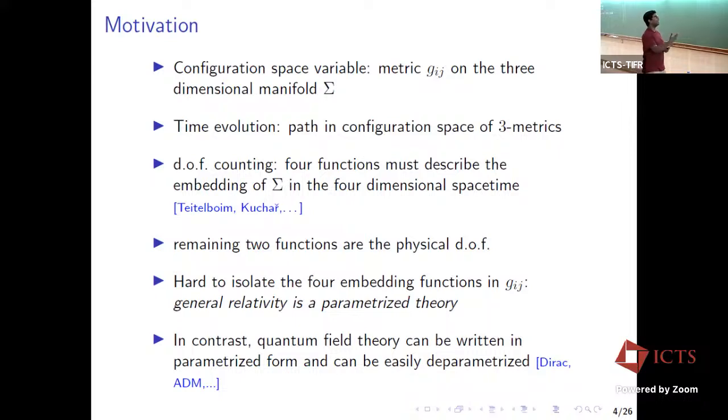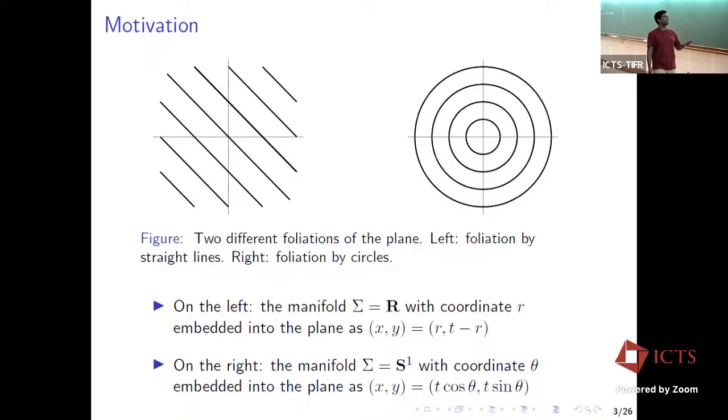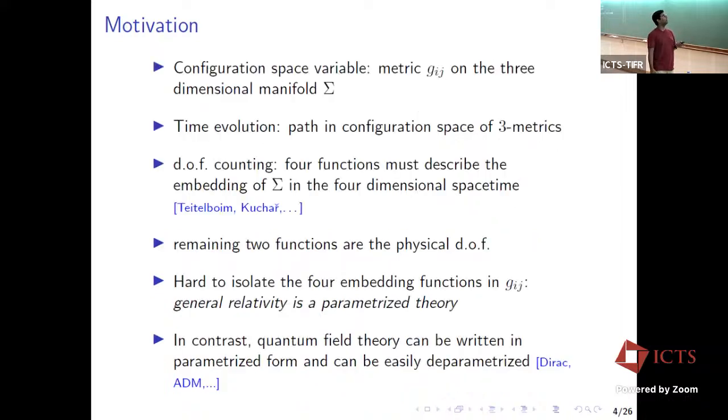And if we count the number of degrees of freedom, there will be four functions which describe the embedding of sigma in the four-dimensional spacetime, just like we had two functions here for the two-dimensional space. And there are 6 components in the metric, which are the degrees of freedom present here. Among those, 4 of them should be the embedding functions. This was realized by relativists in the 60s, Teitelboim, Kuchař, and many others. And the remaining 2 functions, in a coarse counting way, should describe the physical degrees of freedom.